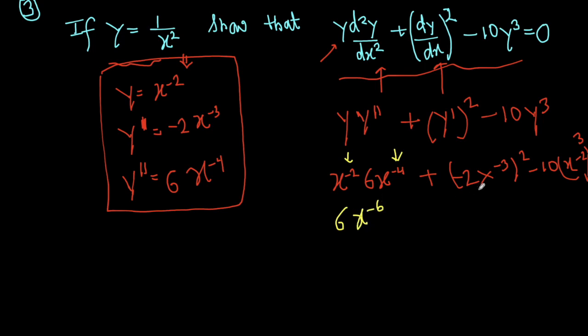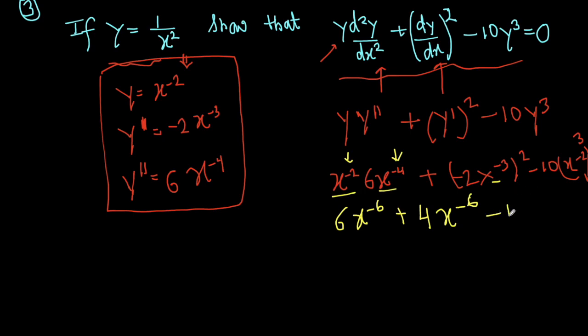Okay, now minus 2 to the power 2 is plus 4, and x to the power minus 3 to the power 2, so power is getting multiplied, so here it will be x to the power minus 6. Here we are using power addition, and here it's power to the power, so the power will get multiplied.